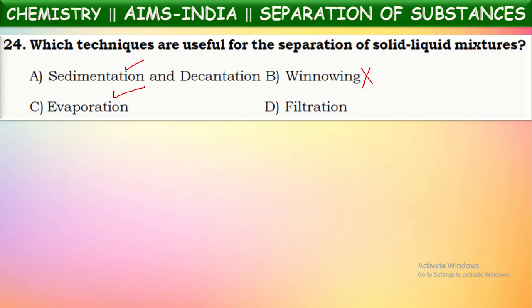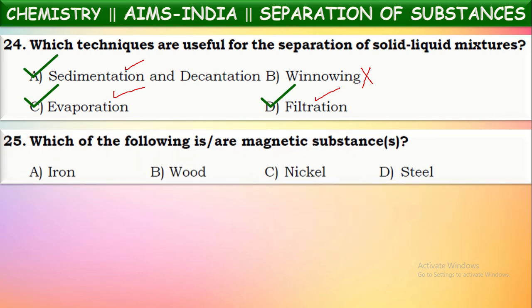Now here the pure liquid obtained is called filtrate, and that solid substance remained in the filter paper is called residue. That process is called filtration. So in this filtration we are separating solid component from the liquid component. So this also will come under correct answer. In these three processes we are separating solid liquid mixtures. Okay. Now what will be the correct answer? ACD.